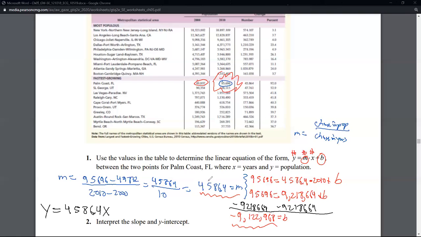This was the slope. We found the slope by doing 2 points and finding their changes, their rate of change. Then, because the B is negative, I'm actually going to write a minus here, and there's the 9,122,968. If you really want to comment here as well, you can do that. This is the answer. That is the equation of the model.